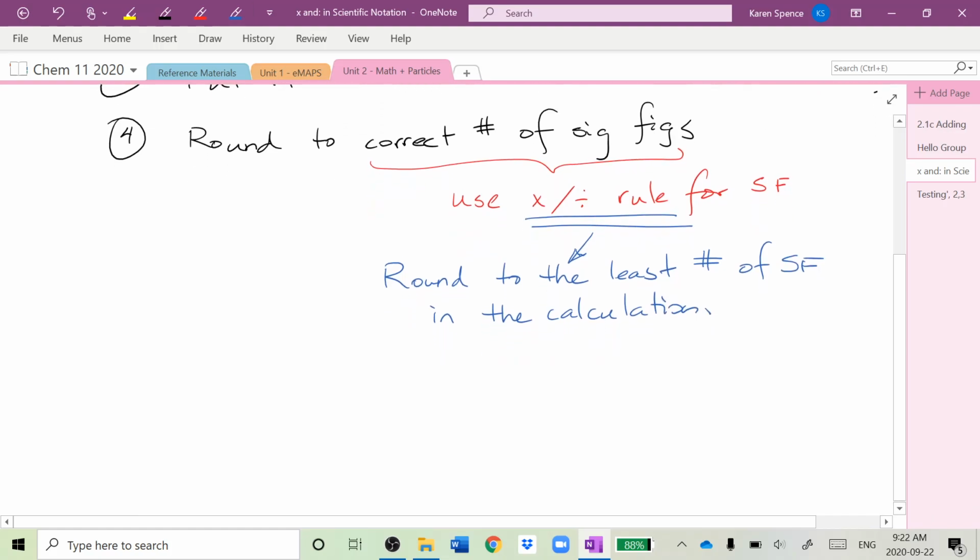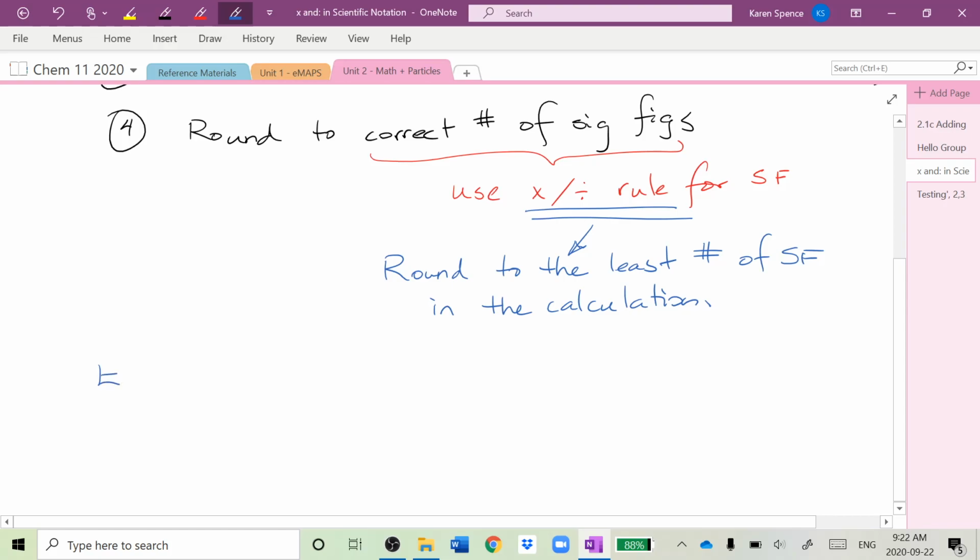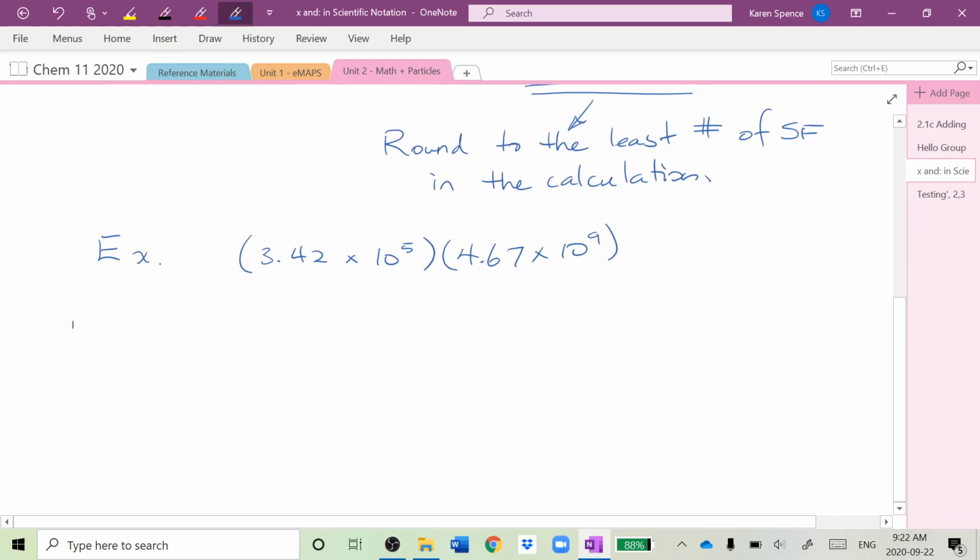Okay, so for example, we might have 3.42 times 10 to the 5 multiplied by 4.67 times 10 to the 9. So number one, we're going to multiply the coefficients. So 3.42 times 4.67 is equal to 15.97.